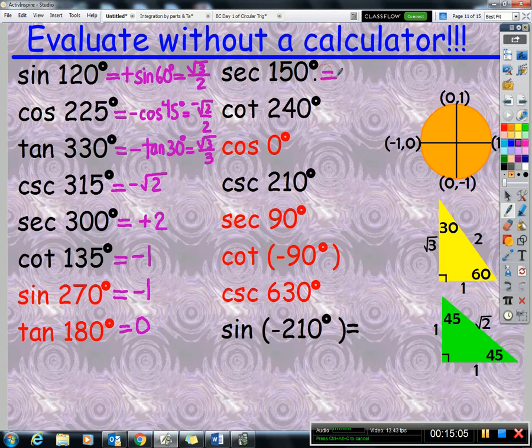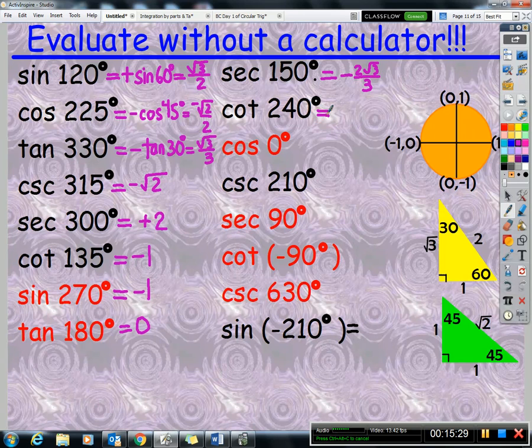I'm going to rebound from black to red so that you get used to being elastic in the way you're thinking about things. So 150 is in the sine quadrant. Cosine and secant are negative. The reference angle is 30 degrees. Cosine 30 is the square root of 3 over 2. Therefore, secant is 2 over square root 3. That means 2 square root 3 over 3.